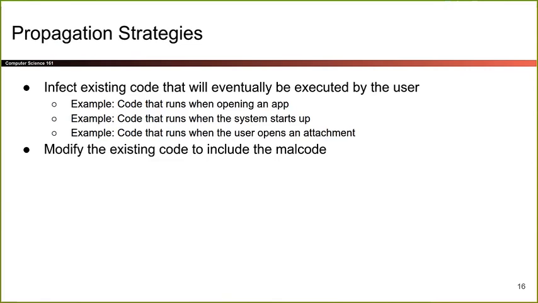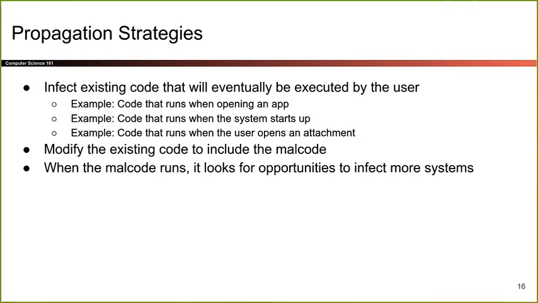So you can also modify existing code to include the malcode. So that's kind of some examples from up here. When the malcode runs, now it's going to look for opportunities to infect more systems. So it needs to find out who can I infect next and find another target, and then find a way to send its own code and self-propagate to that next target.